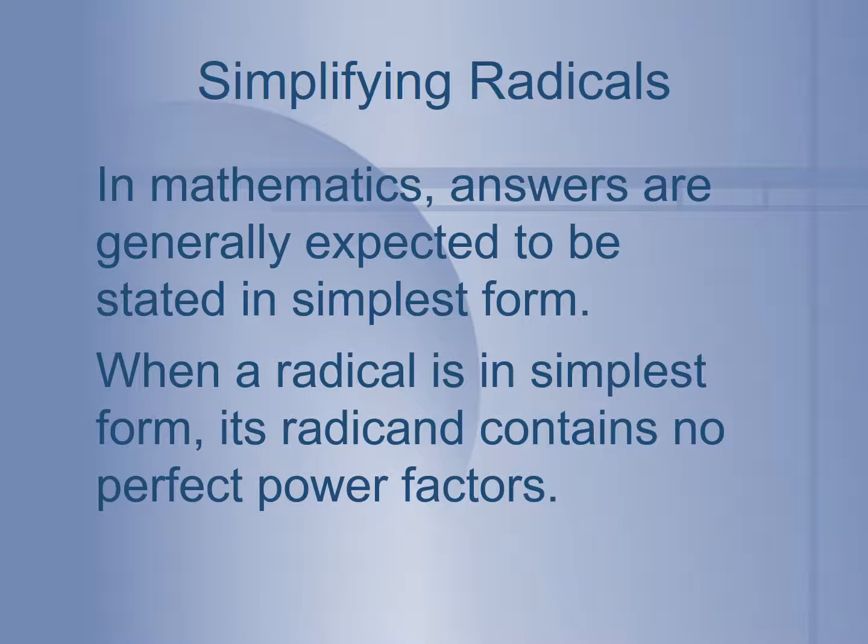This is how you know a radical is in simplest form. The radicand, which is the expression under the radical symbol, is going to have no perfect power factors. Remember, perfect power factors are those perfect squares and perfect cubes that we had talked about. We shouldn't have any factors that are perfect squares or perfect cubes if our radical is in simplest form.